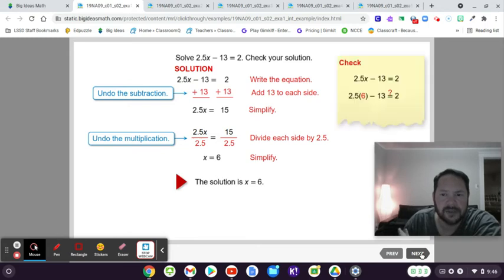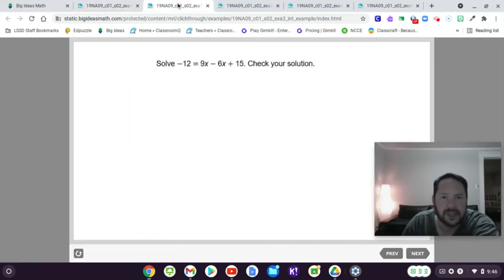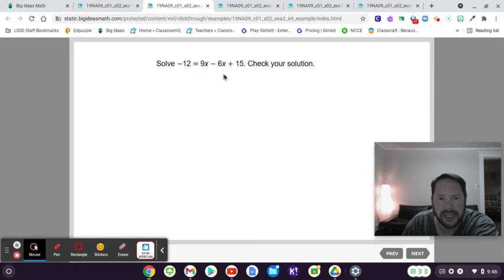It's also important to be able to check your answer. So to check it, you just plug 6 back into the original equation. 2.5 times 6 minus 13 is indeed 2, which means it's right. Woo! That's how you check it. Okay, let's do another example. So solve this puppy right here.